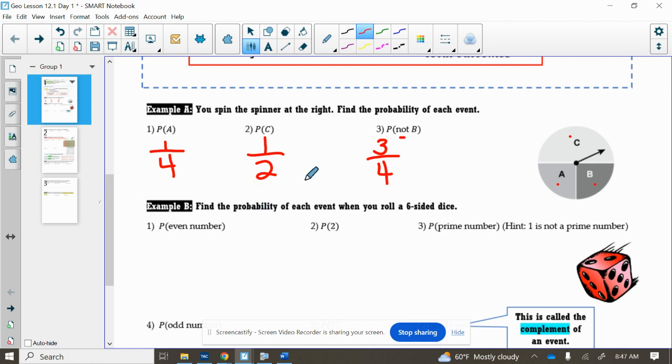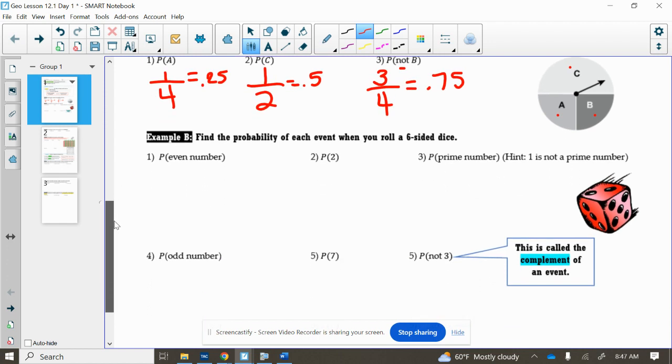Now, we like to represent probability as a fraction. Reminder, officially, this could also be represented as a decimal. So we'd have 0.25, 0.5, 0.75 as the decimal version. We're going to stick to fractions for today's events.